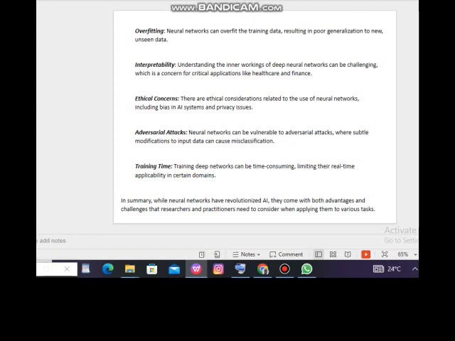Adversarial attacks. Neural networks can be vulnerable to adversarial attacks, where subtle modifications to input data can cause misclassification. Training time. Training deep networks can be time consuming, limiting their real time applicability in certain domains. In summary, while neural networks have revolutionized the AI space, they come with both advantages and challenges that researchers and practitioners need to consider when applying them to various tasks.